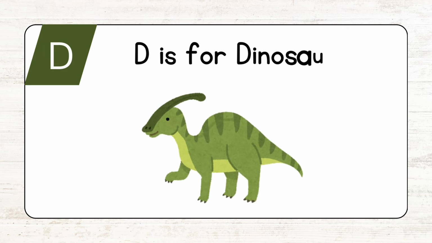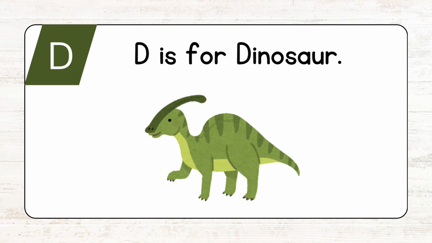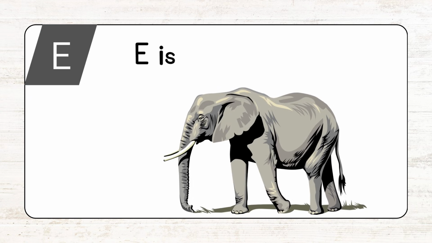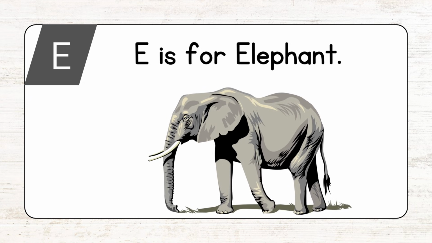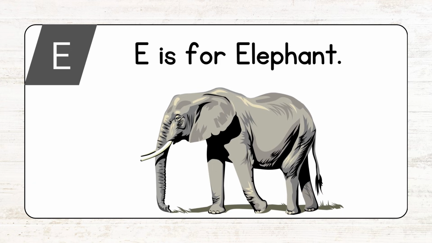This is a D. D is for dinosaur. This is an E. E is for elephant.